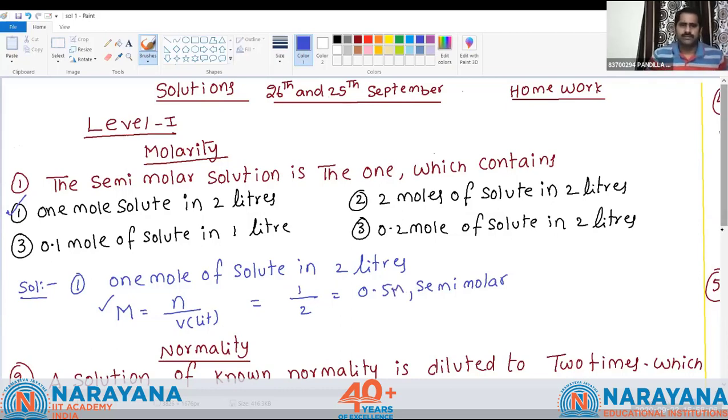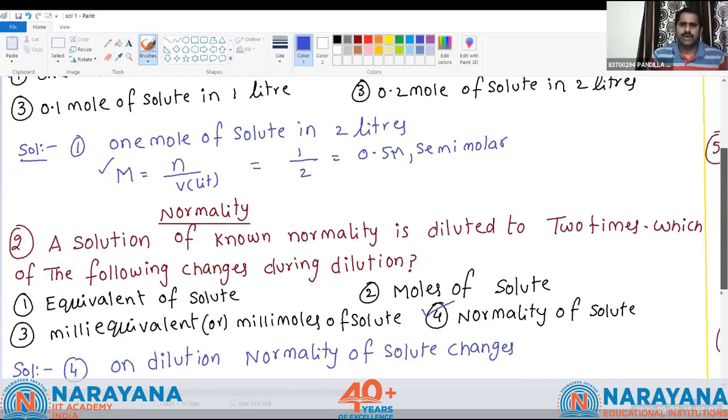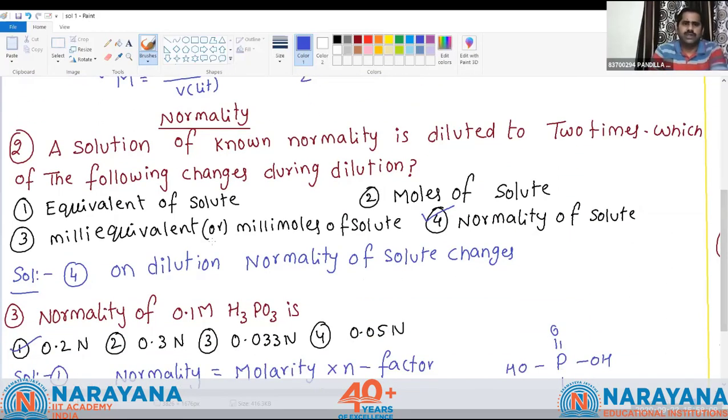Second question. It is a question related to normality. A solution of known normality is diluted 2 times. Which of the following changes during dilution? The 4 options are given: equivalent weight of solute changes, moles of solute changes, milliequivalents of solute changes, or millimoles of solute changes. Fourth option: normality of solute changes. So the answer is, on dilution, normality changes.